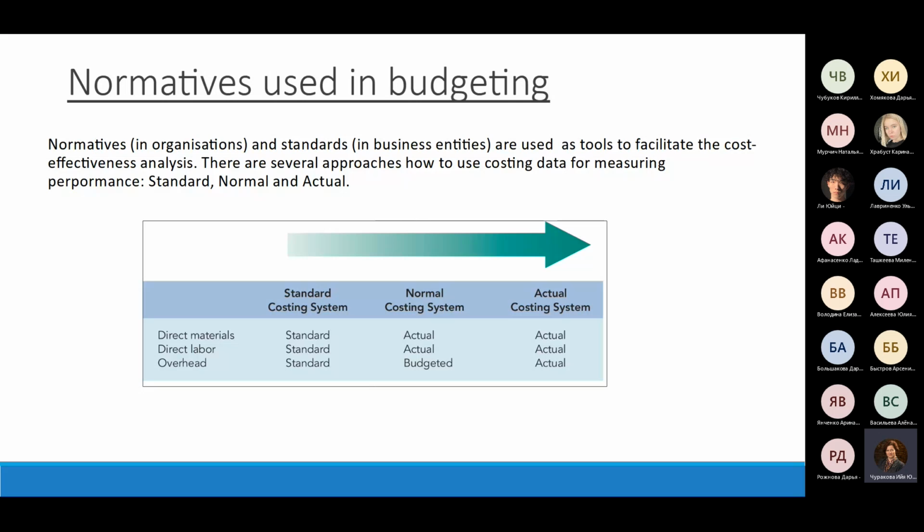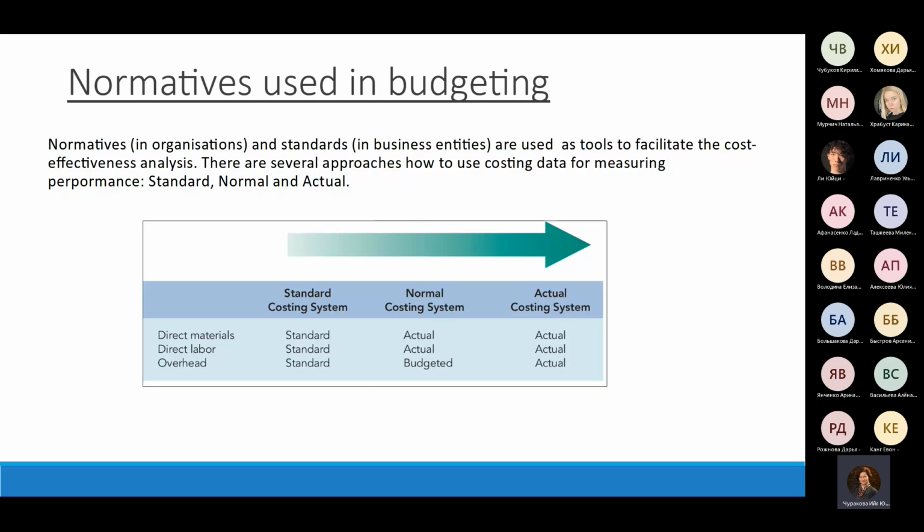So the selection of the proper system is a very important part because the speed of decision making is very much based on the system we choose. If our decisions are made on actual costing system, when we use only actual data for decision making, it would be quite a long time between data are collected, analyzed, and decisions are made.